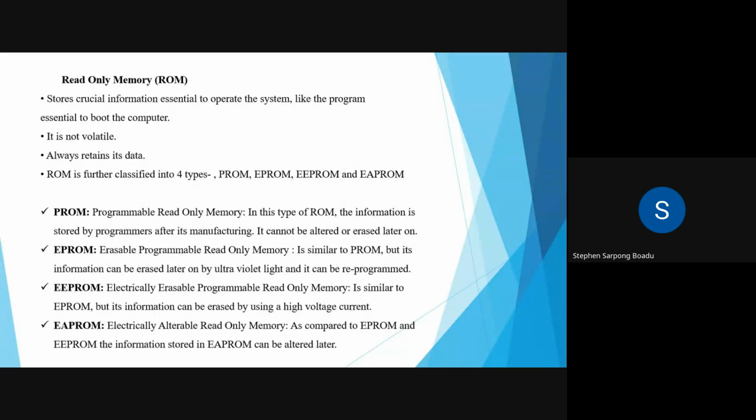Then we move on to the erasable programmable read-only memory. This one is similar to the programmable read-only memory, but its information can be erased later on by ultraviolet light, and it can be reprogrammed.